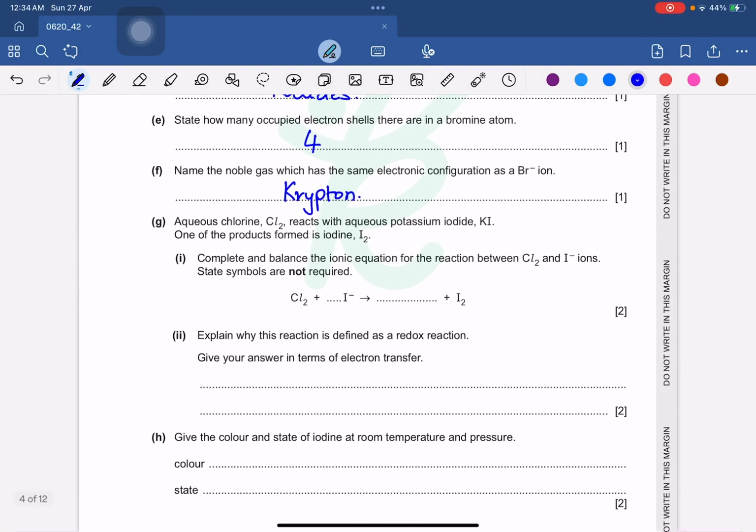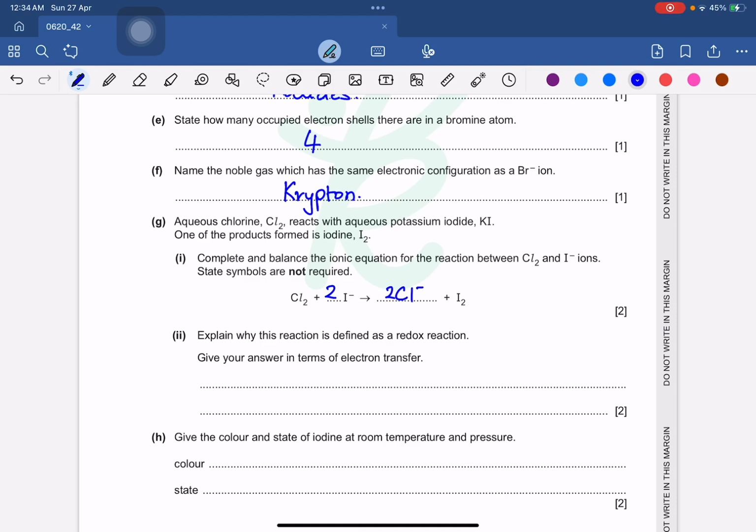Next, aqueous chlorine reacts with aqueous potassium iodide. One of the products formed is iodine. Complete and balance the ionic equation for the reaction between Cl2 and I minus ions. Now, as I know that chlorine is more reactive than iodine, so chlorine will displace iodine in a chemical reaction. So for the balancing, there will be 2I minus here, which will give 2Cl minus. As chlorine being more reactive, it will go into the ionic form.